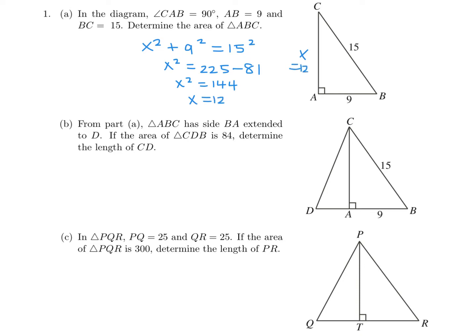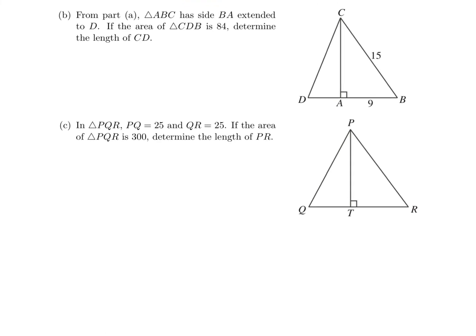Now to figure out the area of triangle ABC, area would be 1/2 base times height. The base is 9. The height we just calculated is 12. And that looks like 6 times 9, which is 54. So there you go.